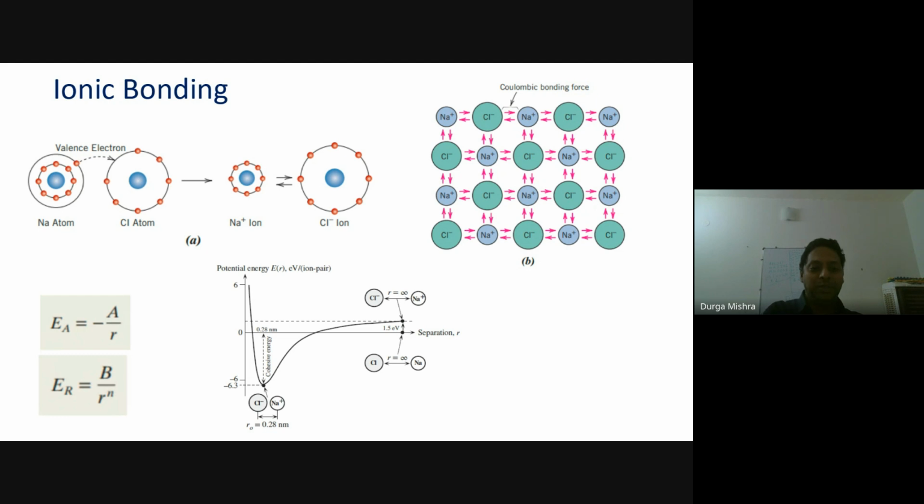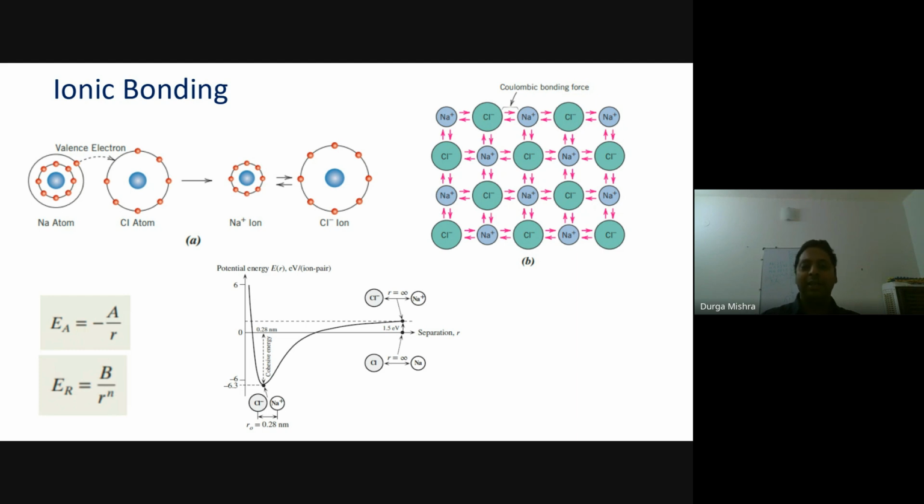One thing to note: when you are writing the energy, the attractive energy is normally written as minus A by R, and the repulsive energy is written as B by R to the power n. A and B are normally constants, and the negative sign represents the attraction, while the positive sign represents the repulsion. This n is also a constant, but it will be different for different ionic bonding.